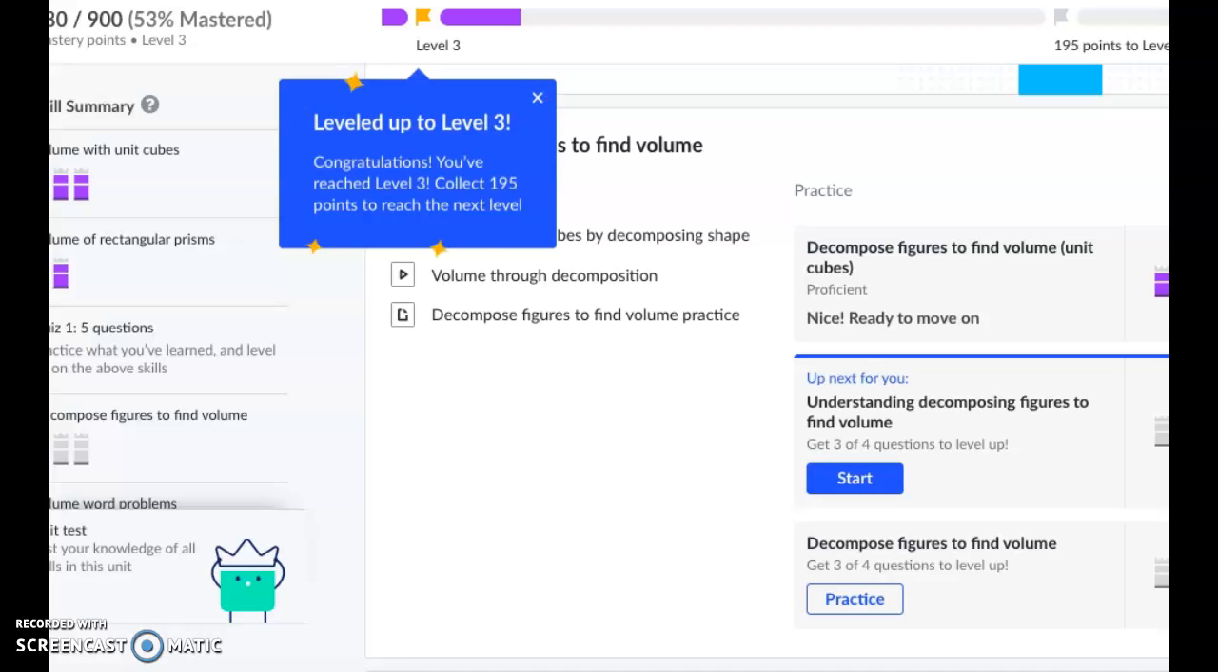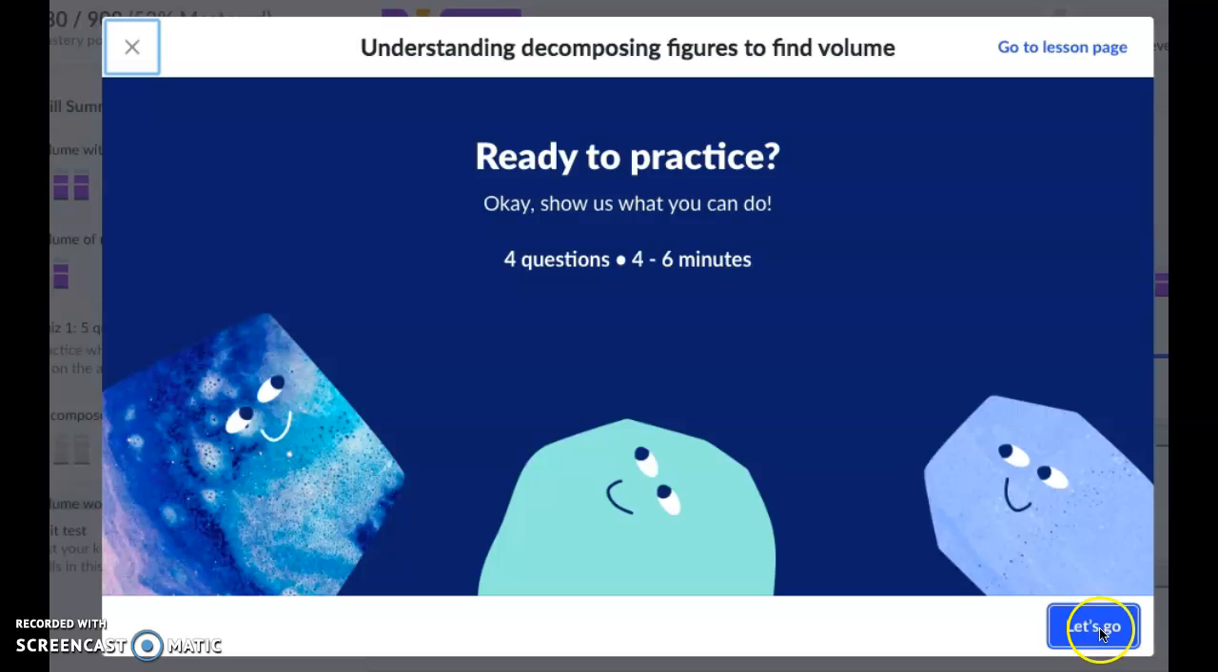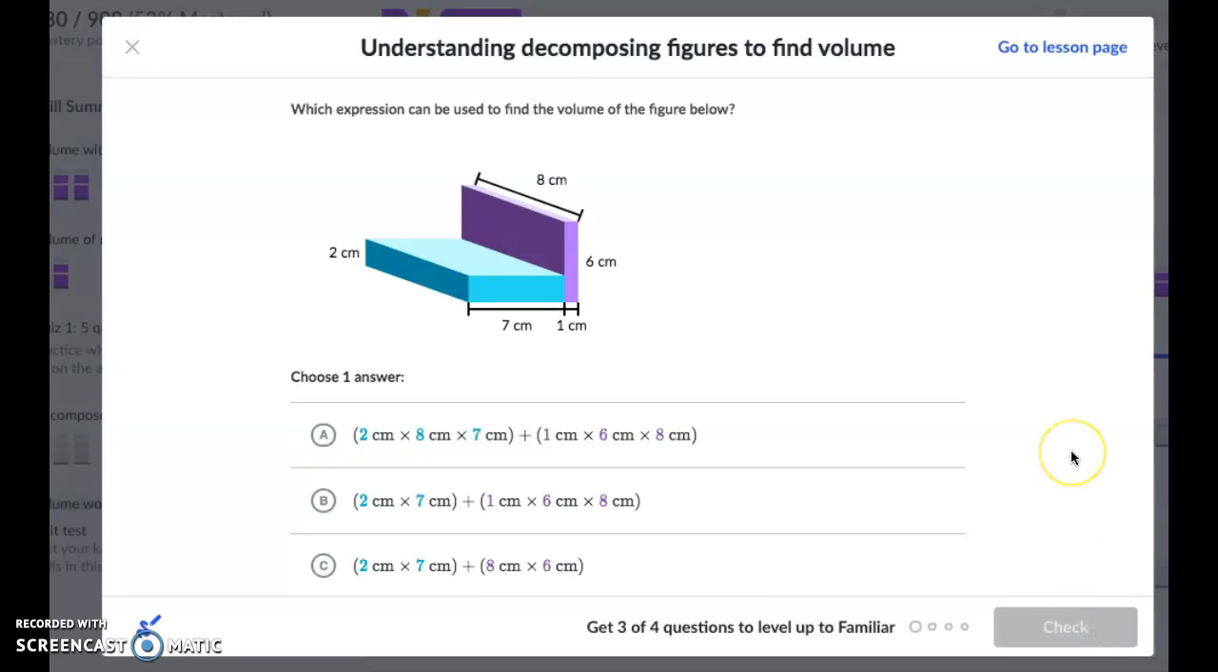Khan Academy volume, subtopic, understanding decomposing figures to find volume. Which expression can be used to find the volume of the figure below?